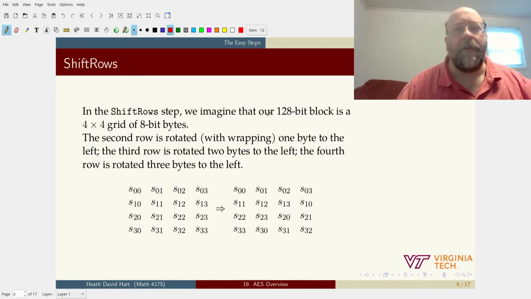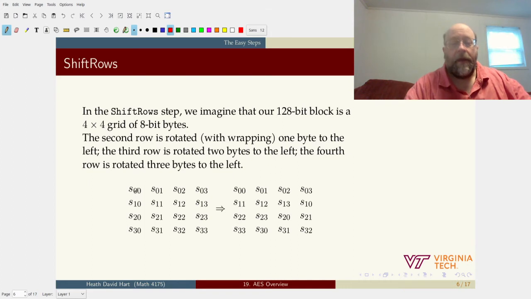In the shift row step, we take that 128-bit block, and that's 16 8-bit bytes. We're going to represent it as a 4x4 grid. So these are the first 8 bits, the next 8 bits, the next 8 bits, and so on and so forth, all the way down to the bottom. We have loaded this matrix up with bits of data.